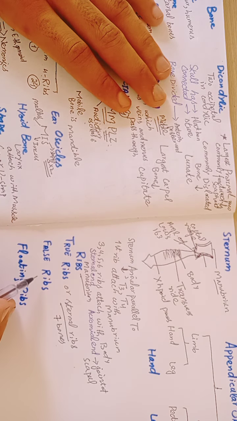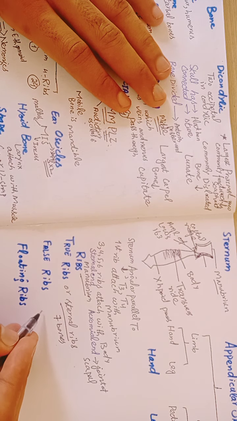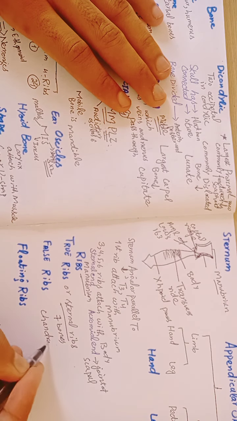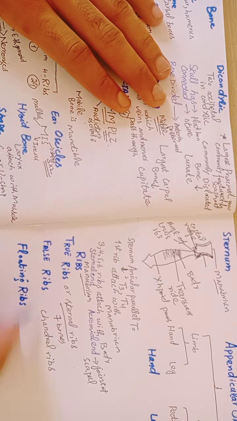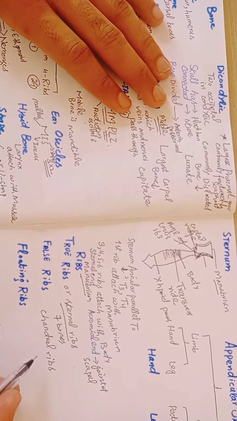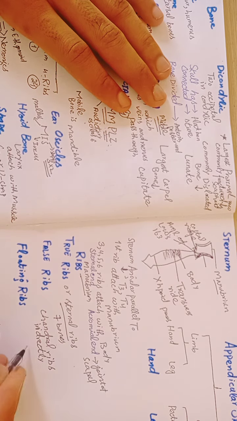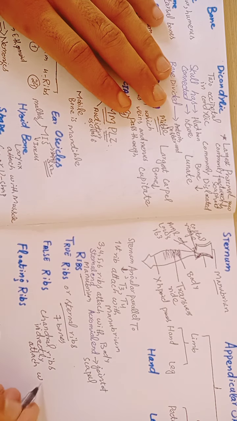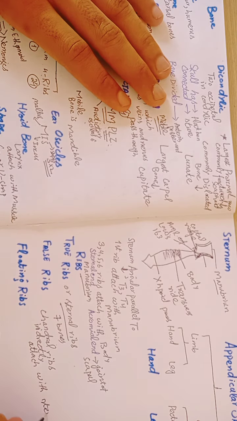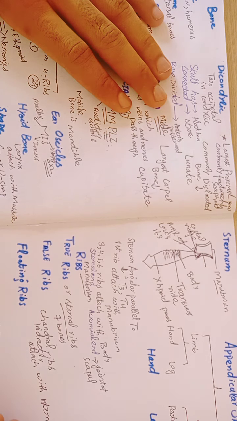False ribs: the 8th, 9th, and 10th pairs of ribs are called false ribs, also known as costal ribs, because they are not directly attached but indirectly attached with the sternum.